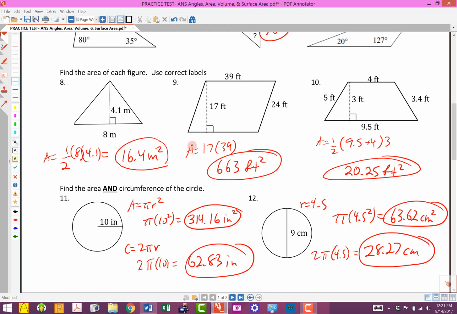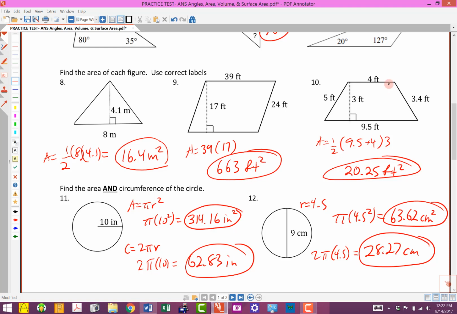And again, this is a parallelogram, so it's going to be the base times the height. Now you'll notice that on this one right here, I kind of wrote it backwards. This is 39, that would be the base, and this would be the height. But it really doesn't matter because multiplication is commutative. I am actually going to go ahead and change this one. I'm going to write 39 times 17. So we've got the base times the height there. That'll just look a little bit more uniform. So we get 663 square feet there.